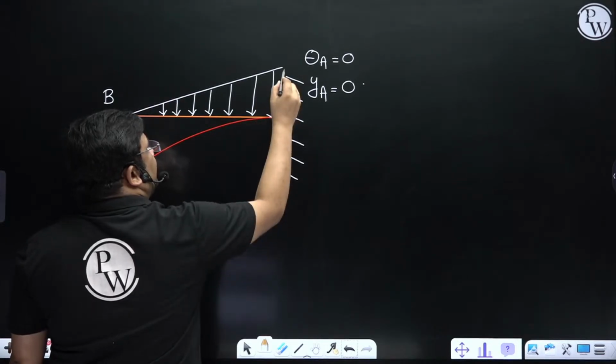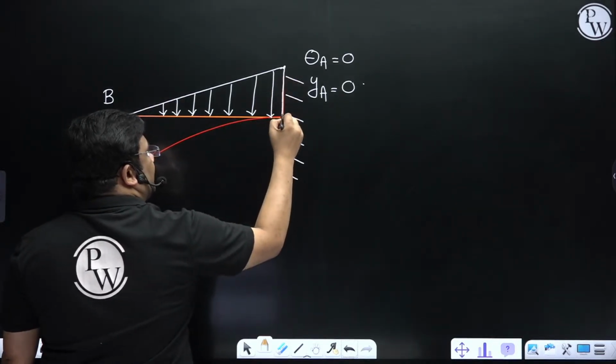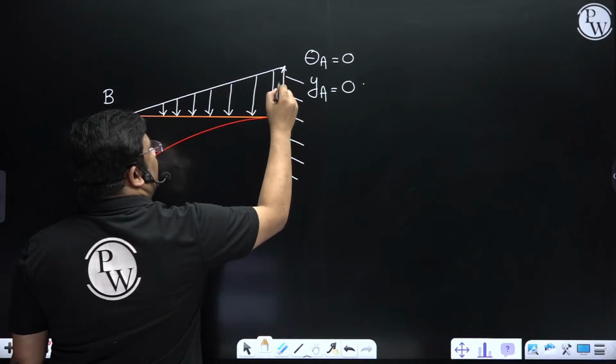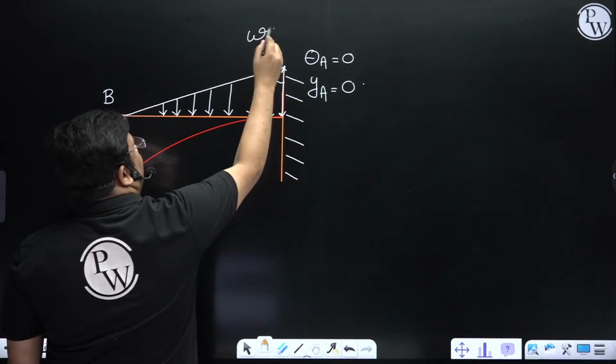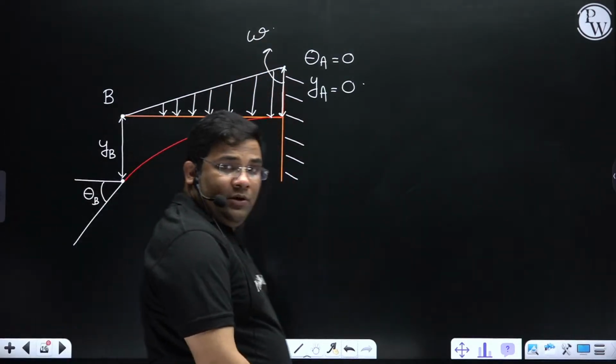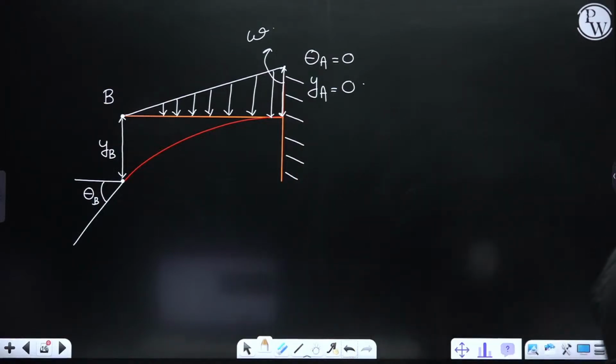This maximum value is W here. And this is L obviously. Now the bending moment shape will be what? Tell me. Because the load is linear, what will be the bending moment shape? Any idea?